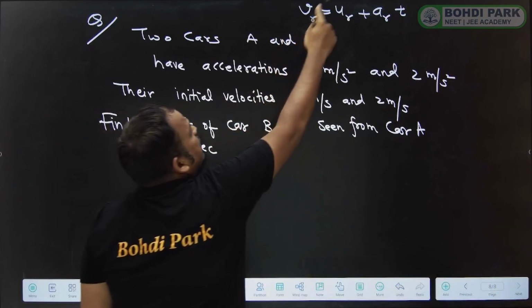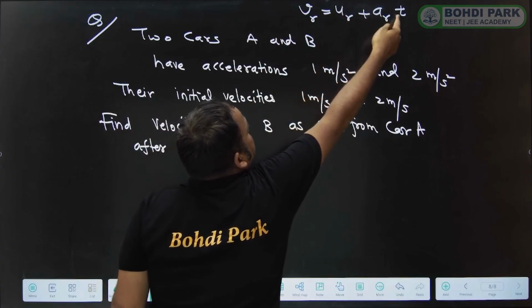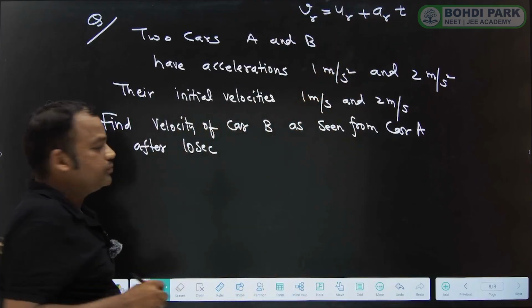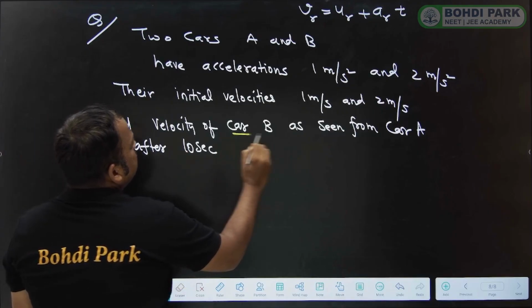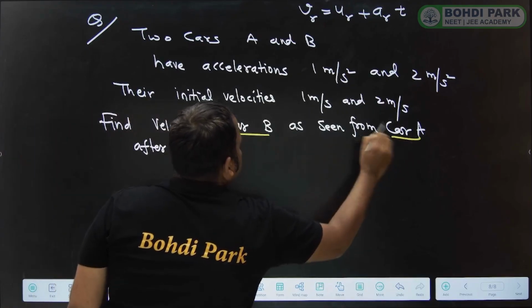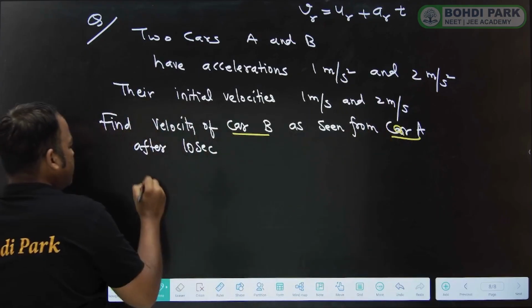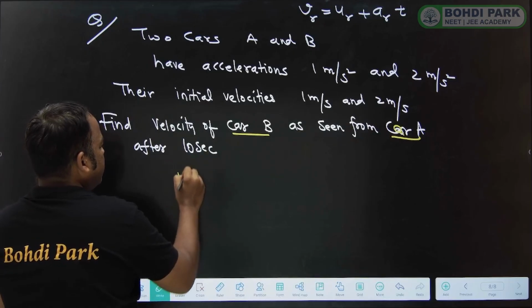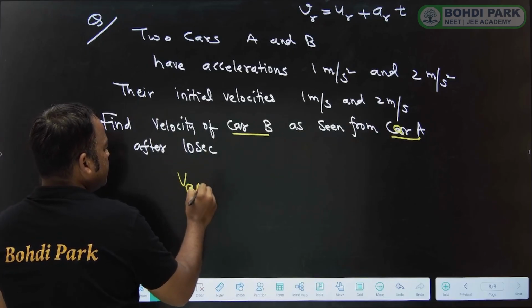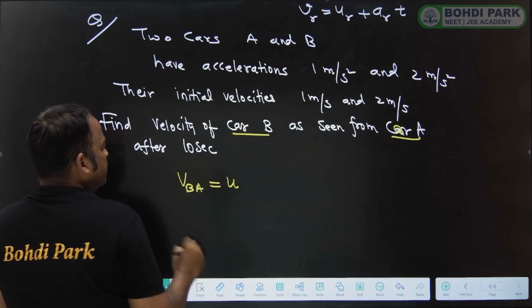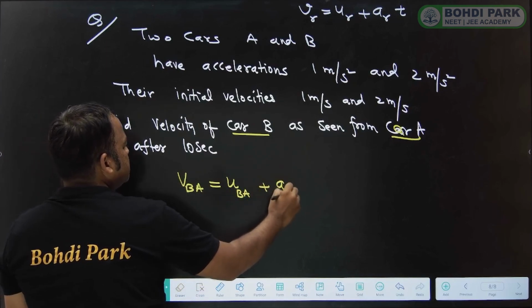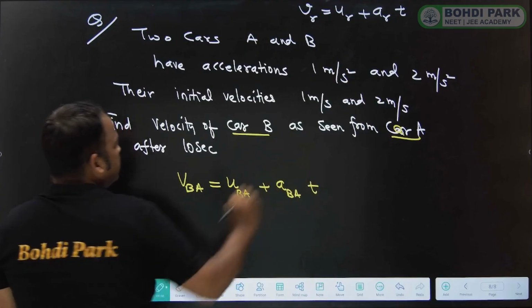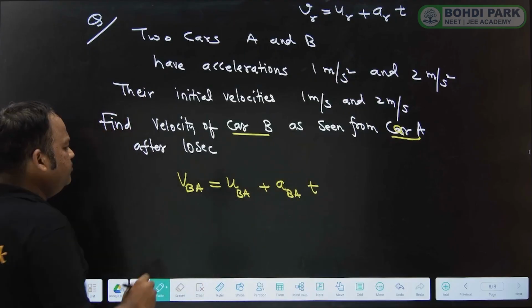We will use v relative is equal to u relative plus a relative into t. So here relative means we are observing car B as seen from car A. So we are finding velocity of B with respect to A. So that will be equal to initial velocity of B with respect to A plus acceleration of B with respect to A into time t.